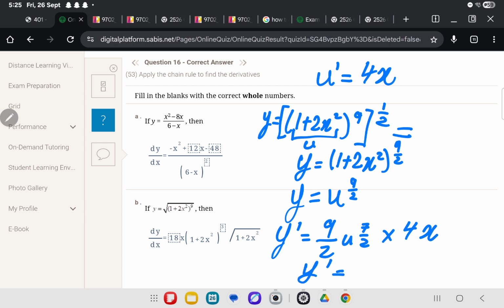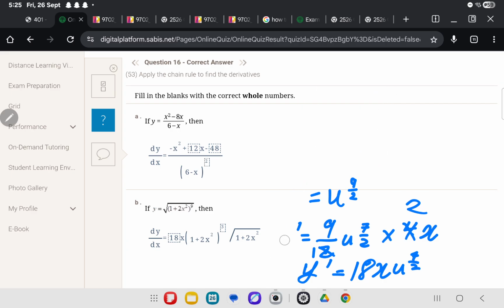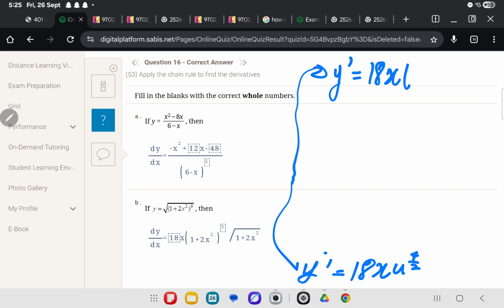Now, expanding y prime again and simplifying, 4 and 2 will cancel out. This is 1, this is 2. So it's going to give me 18x u to the power of 7 over 2. Now, this is very, very easy to do. You should be able to do this. So y prime is equal to 18x times 1 plus 2x squared to the power of 7 over 2.